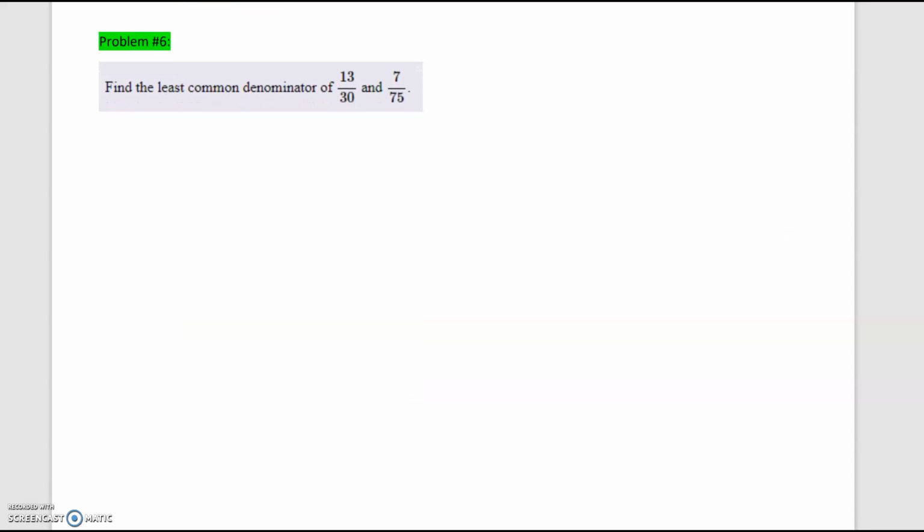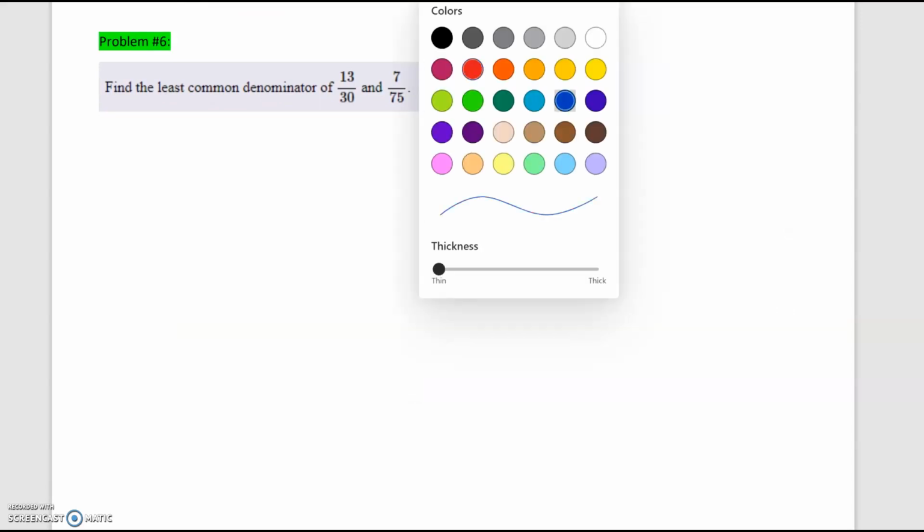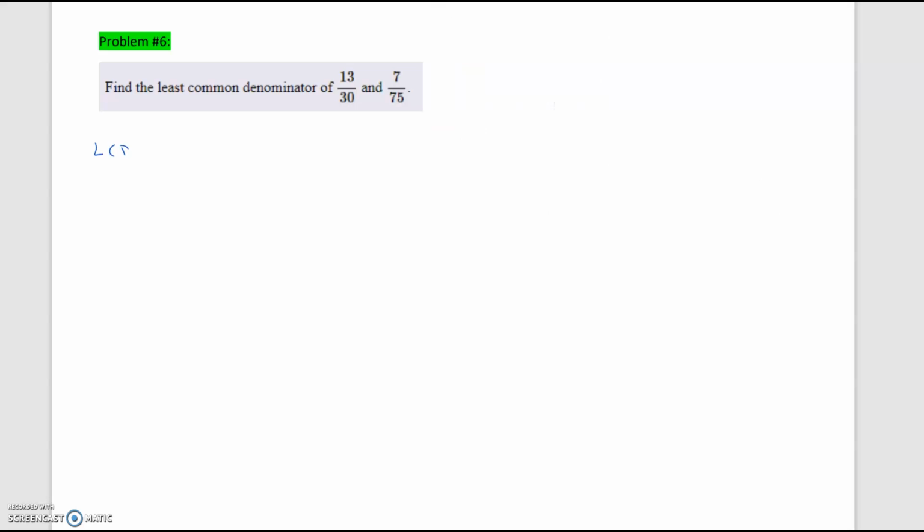6, and in this case, the LCD is going to be equivalent to, and let me break down both of these values, 30 and 75. So 30, you can break it down as 5 times 6, or 5 times 3 times 2. And let me put them in order. This is 2 times 3 times 5. That's going to be the prime factorization of 30.